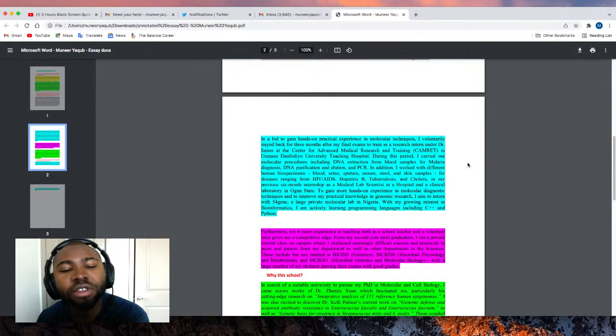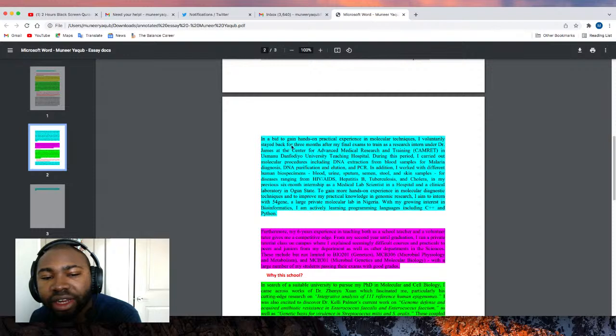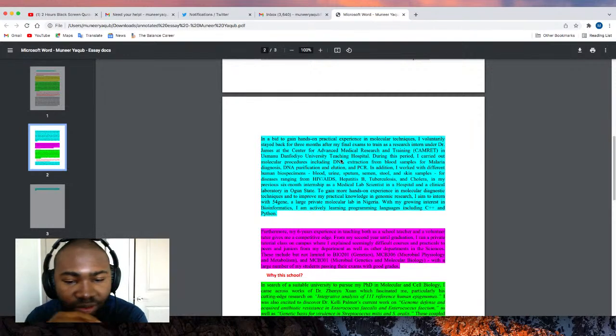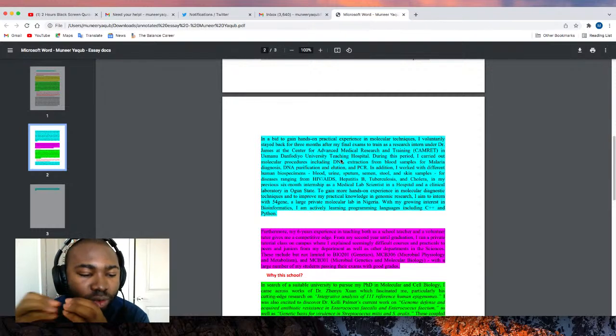So the first paragraph. I said, in a bid to gain hands-on, practical experience in molecular techniques, I voluntarily stayed back 3 months after my final exams to train as a research intern under Dr. James at the Center for Advanced Medical Research and Training at Usman Danfodio University, Sokoto. That was the school I went to. So these are things you want to be adding.